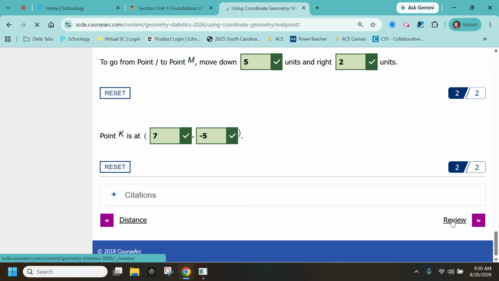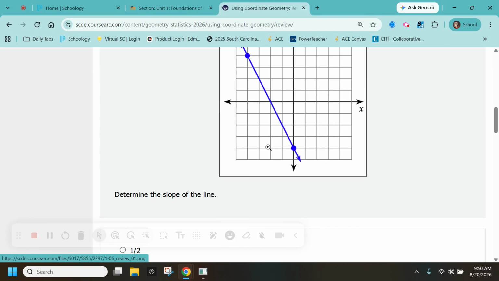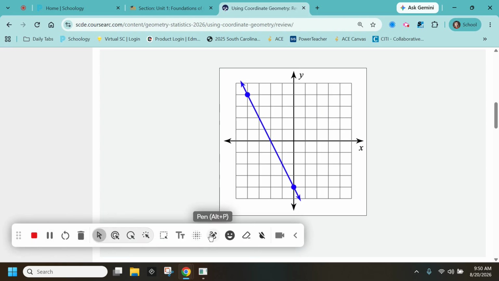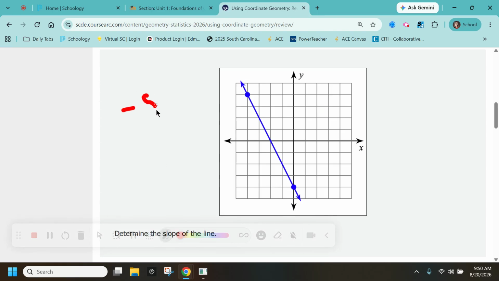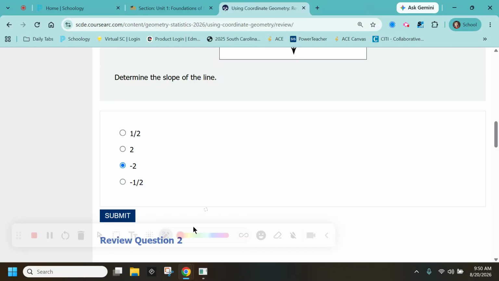All right, moving on to a couple of the review questions. Using coordinate geometry, so determine the slope of the line. We would go down 1, 2, 3, 4, 5, 6, 7, 8. Over to the right 1, 2, 3, 4, leaving me with negative 8 over 4, which reduces to a negative 2.